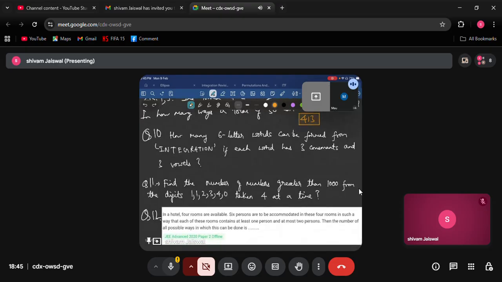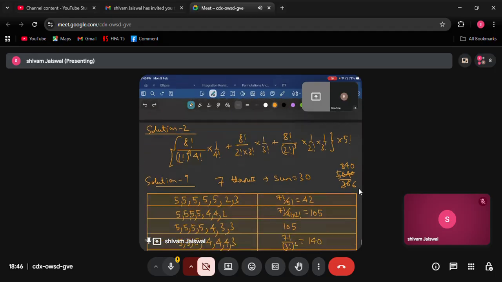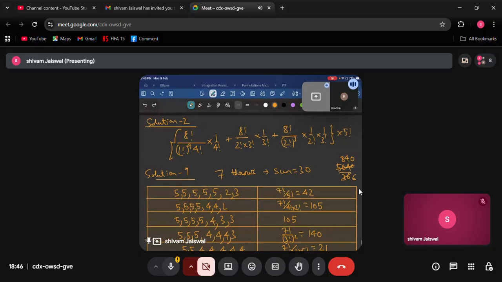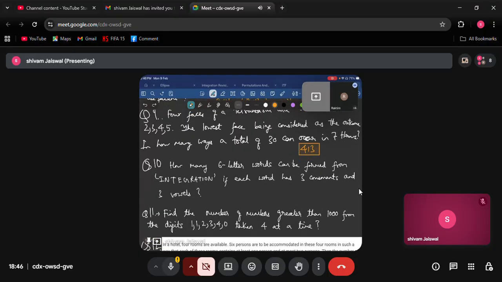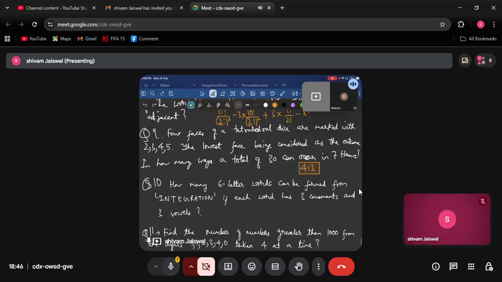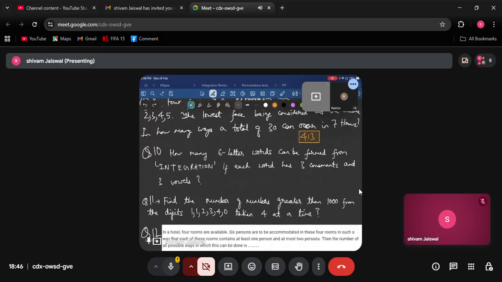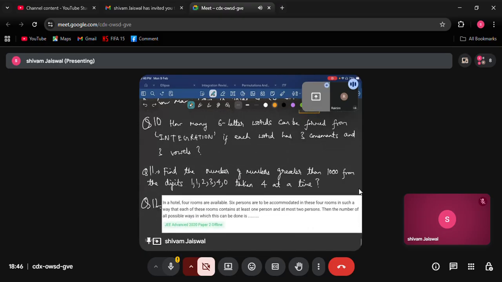Next, number 10. This is also a lengthy answer, sir. I have tried, sir. Why was 7 rows written in the last? Yes, 7th rows. How many 6-lettered words can be arranged from the letters of the word integration? Okay, this one, I'm writing down the answer. Anyone having any doubt, tell me.